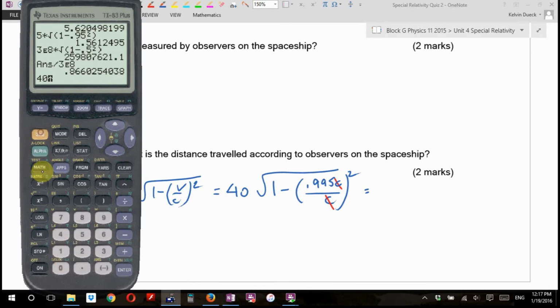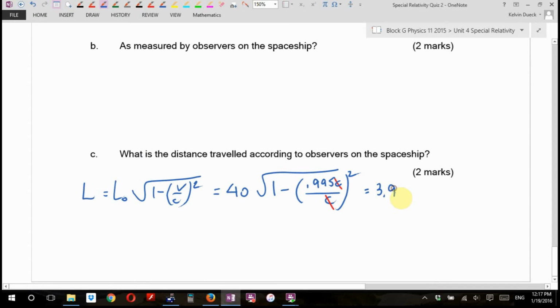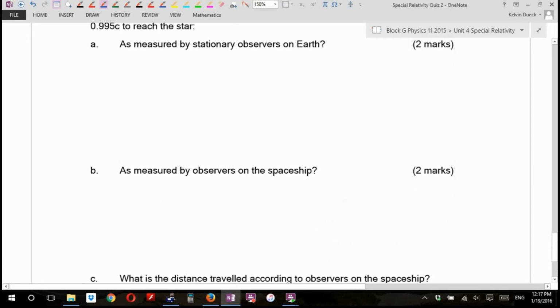40 square root of 1 minus 0.995 squared. So even though we think it's 40 light years away, holy smokes, they're going to say it's 3.995. If you said 4.0, I'd take that. I'm going to go 3.995 light years. But I'll also, Justin, show you the long way to get there. The long way to get there starts with part A.